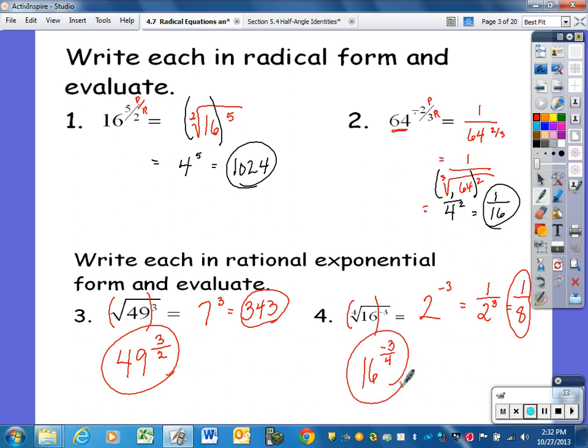Make sure when you write your exponents as fractions, you actually have them raised up and they're a little bit smaller. If I see something like this, it is very confusing to understand. 16 and 3/4 negative? I don't know what you mean, so do not write it this way.